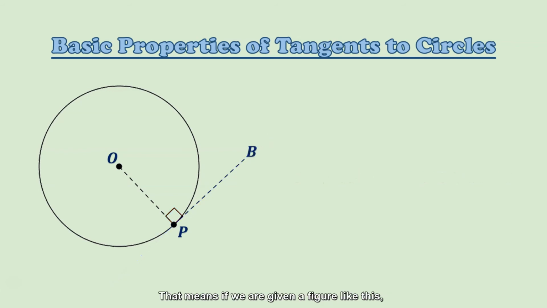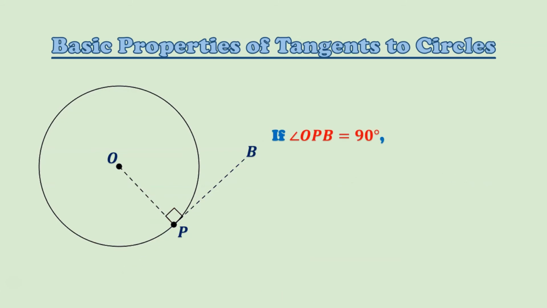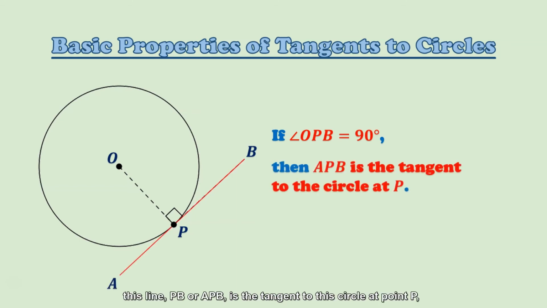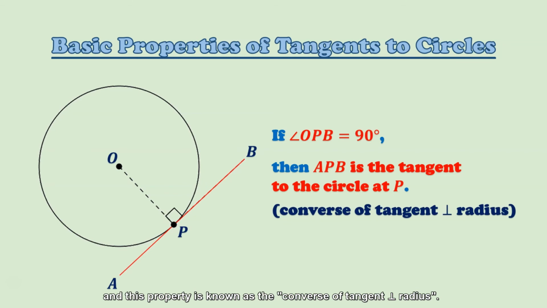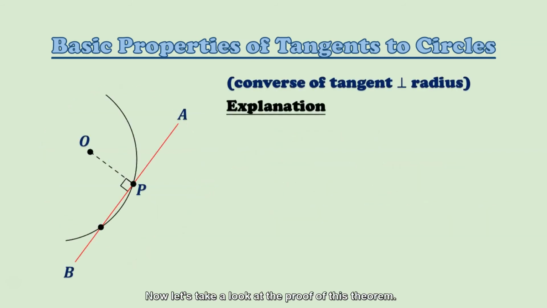That means if we are given a figure like this, and we are given that angle OPB is 90 degrees, we can actually conclude that this line APB is the tangent to this circle at point P. And this property is known as the converse of tangent perpendicular to radius. Later on, we can apply this theorem to show that a straight line is a tangent to a circle. Now let's take a look at the proof of this theorem. Here O is the center of this circle and angle OPB is given to be 90 degrees.